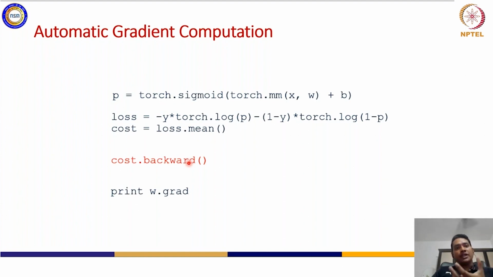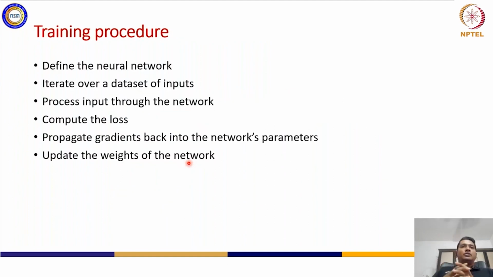Now, if you want to see what the gradients are for each parameter, you can print w.grad and b.grad to see the gradients. So, in a nutshell, what is the training procedure? We will use PyTorch functionalities to define the training of neural networks.